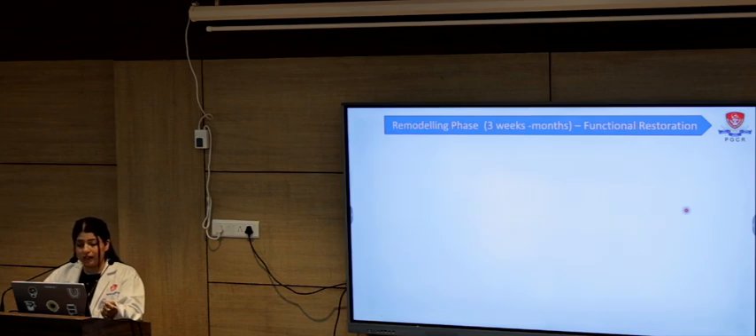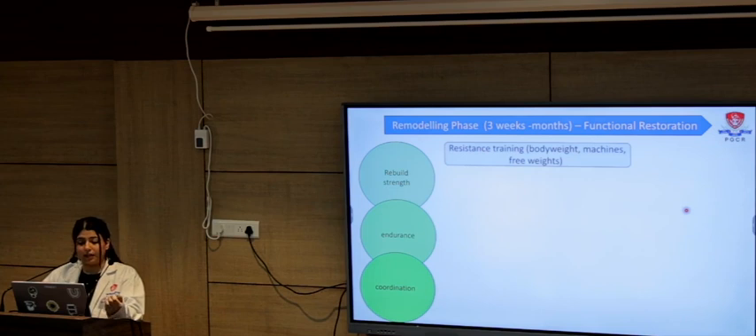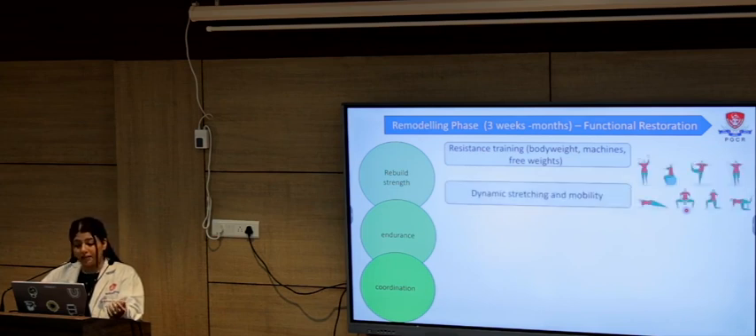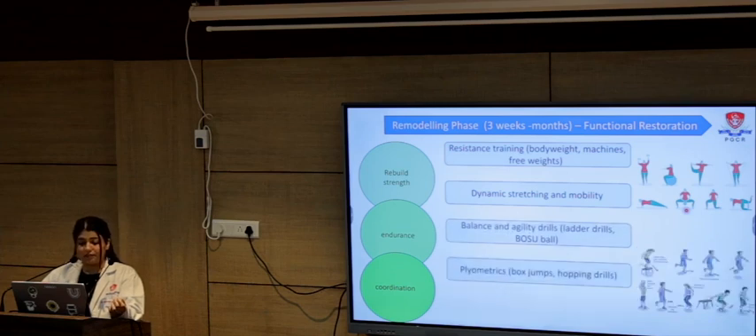Remodeling phase, which typically spans from 3 weeks to months, our main goals are to rebuild strength, endurance, and coordination. It can be done by giving resistance training, body weight machines, or free weight workouts, dynamic stretching and mobility, balance and agility drills, plyometrics, and low impact cardiovascular training.